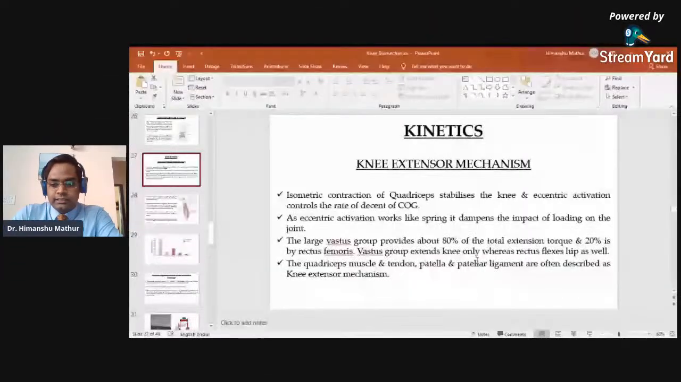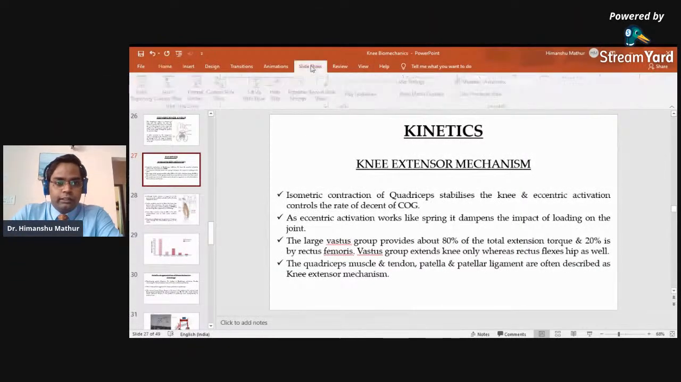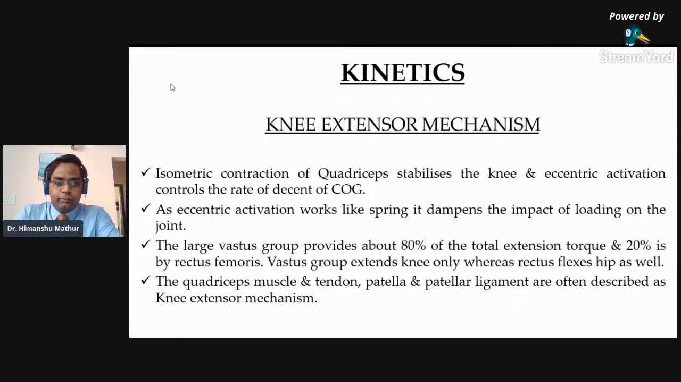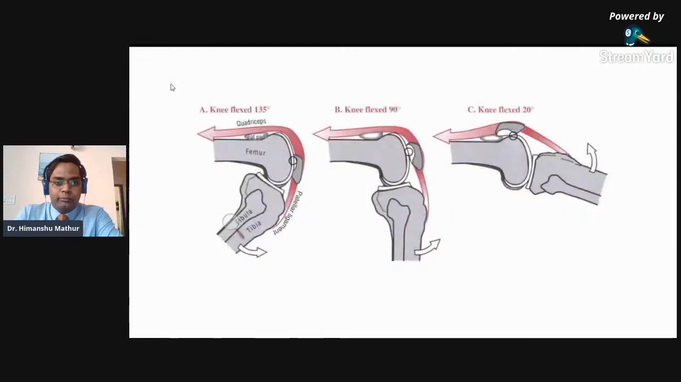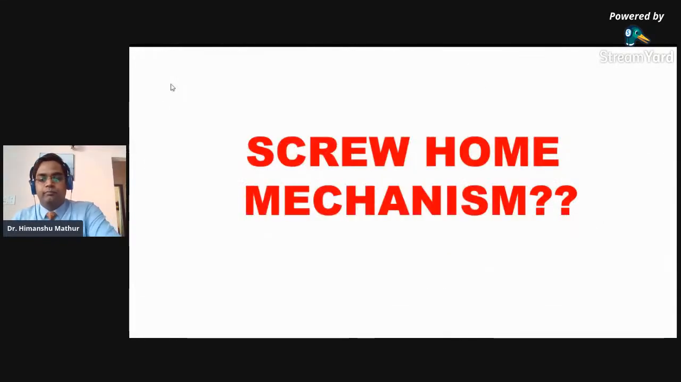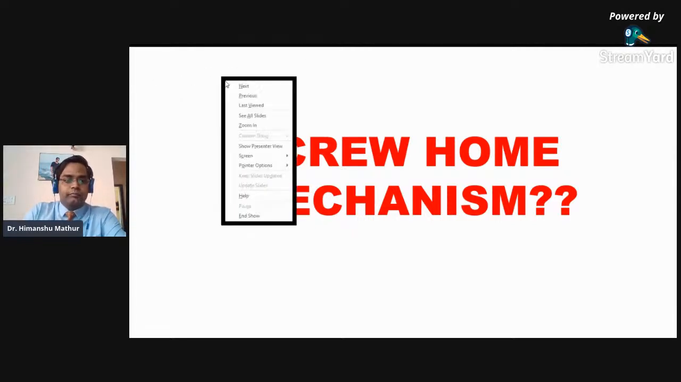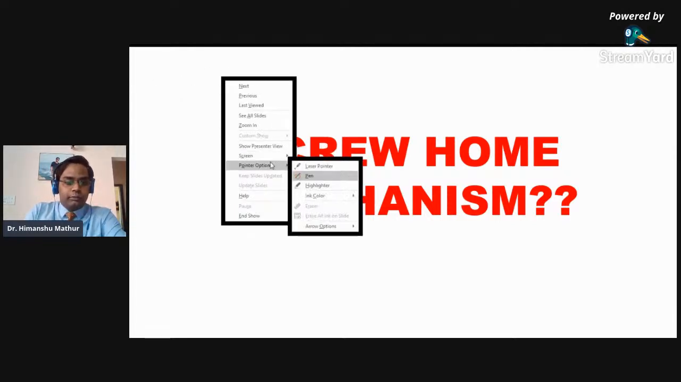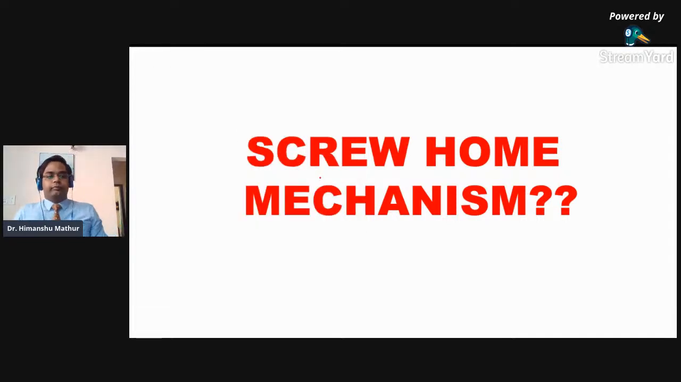Before I start today's class, we'll be going for a little recap, not of everything, but a short recap of one important thing, and this is the screw home mechanism. Now, I'll be asking you a question. You just write the answer in the comment box. Let me start with my pointer. I'll not be giving any answer, you can write your answers in the comment box.